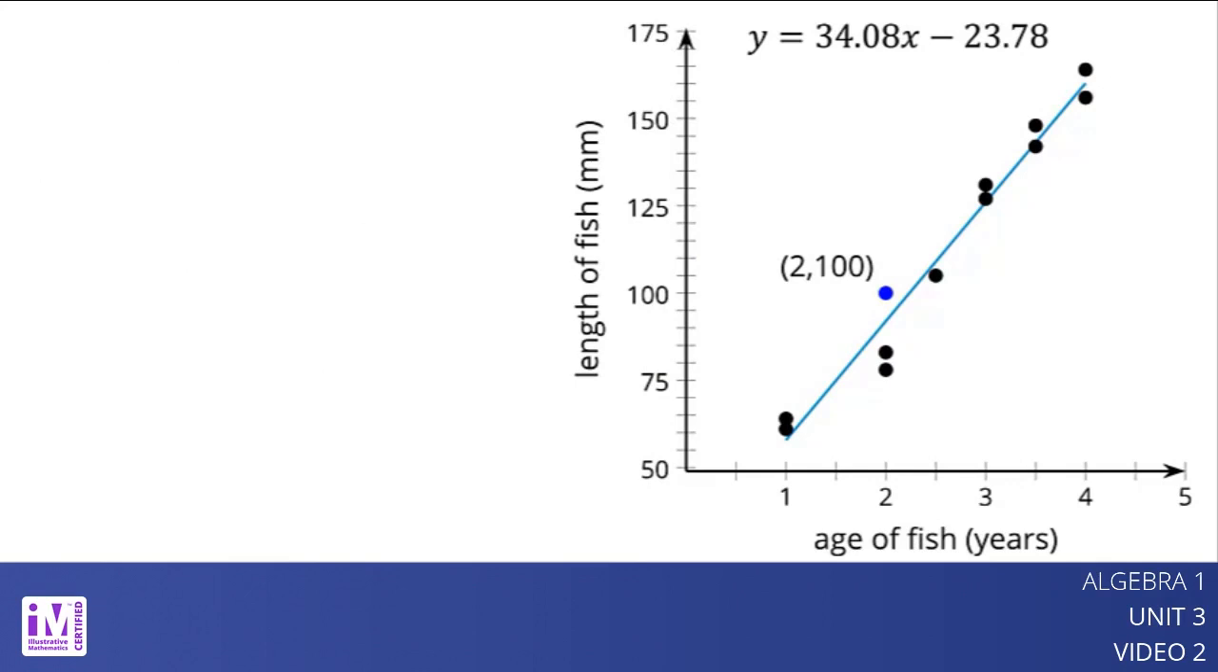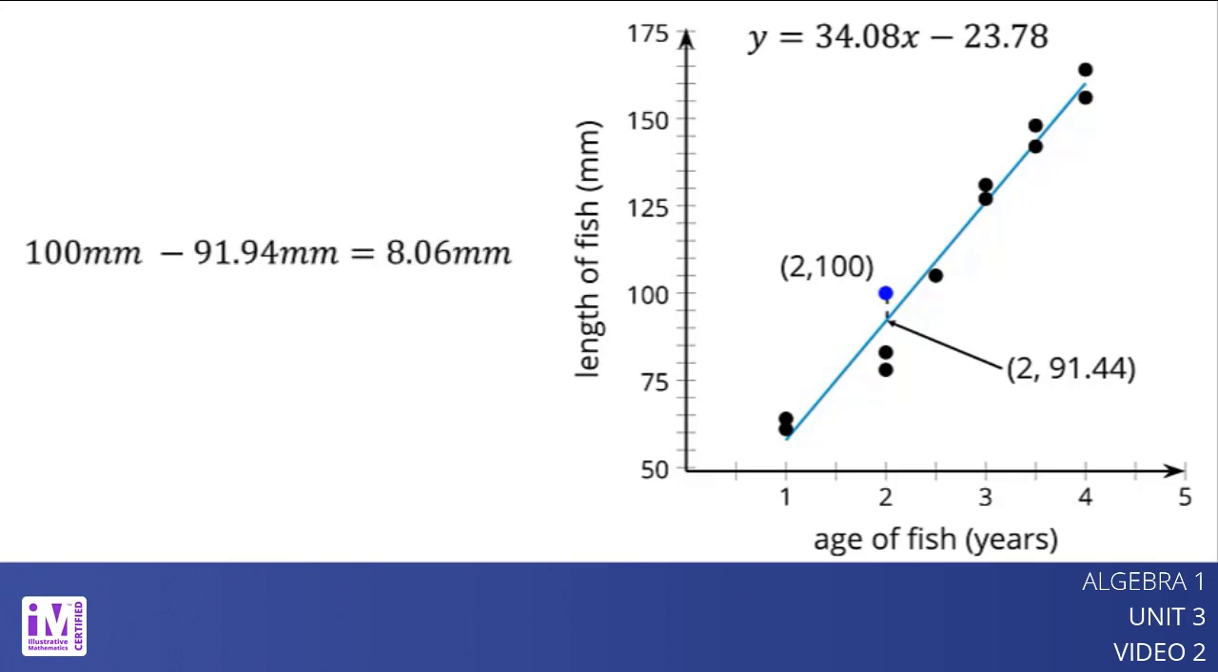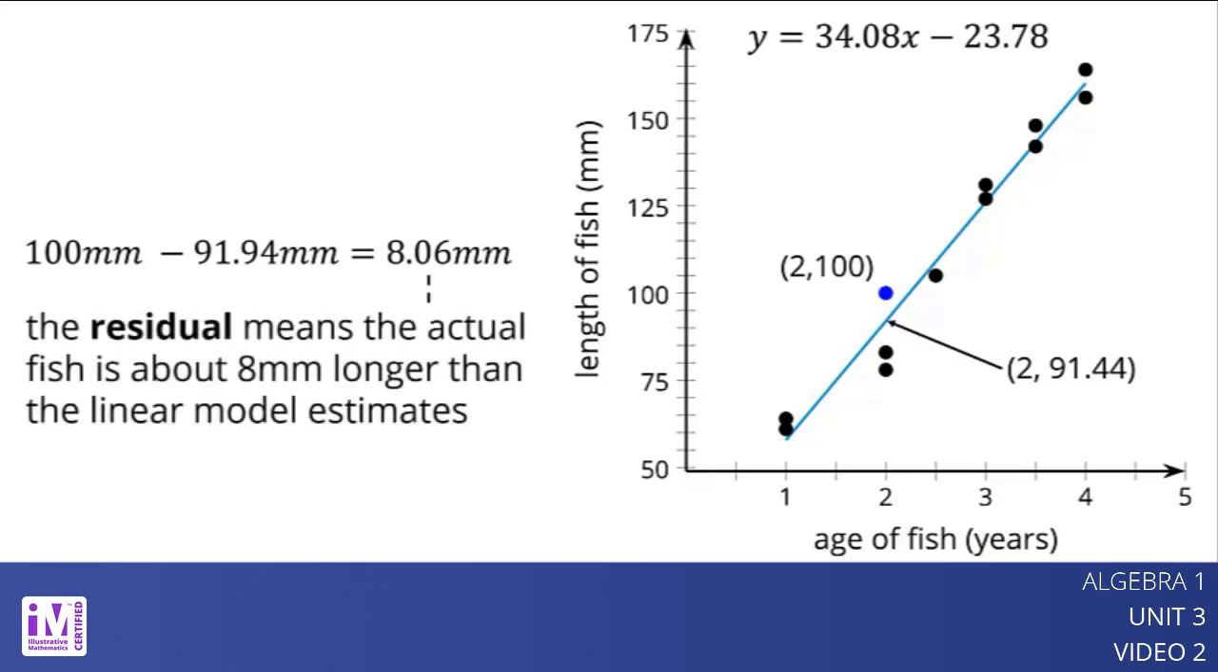For example, in the scatter plot showing the length of fish and the age of the fish, the residual for the fish who is 2 years old and 100 millimeters long is 8.06 millimeters, because that point is at (2, 100), and when x is 2, the linear function has the value 91.44, which is equal to the quantity 34.08 times 2 minus 23.78. The residual of 8.06 millimeters means that the actual fish is about 8 millimeters longer than the linear model estimates for a fish of that same age.